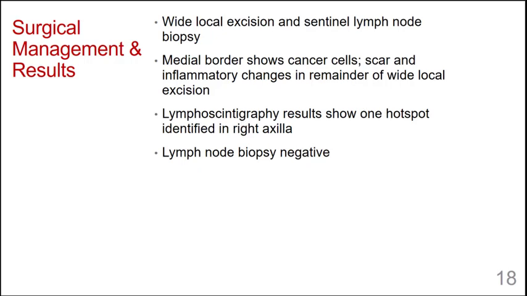Lymphoscintigraphy was completed. Lymphoscintigraphy helps evaluate the body's lymphatic system for disease using small amounts of radioactive materials called radiotracers that can be injected into the skin. The idea would be to try to identify whether or not there are any hot spots or areas where maybe the cancer has spread. In his case, there was one hot spot identified in the right armpit, but upon lymph node biopsy, it was negative. So of course, that's a really good sign. Biopsy, that is, of that sentinel lymph node.